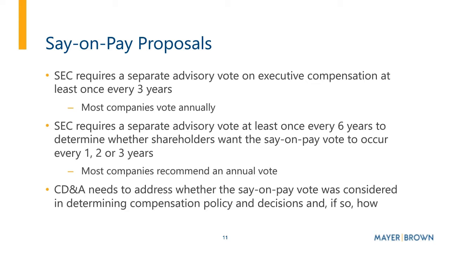A requirement of CD&A is that issuers are required to address whether they considered the say-on-pay vote in making compensation decisions, and if so, how. Some issuers include a negative statement that because the say-on-pay proposal received such high shareholder support, they made no changes in response to the vote. Otherwise, you typically only see disclosure when the proposal did not receive sufficient shareholder support and the company wants to explain what changes were made and why.